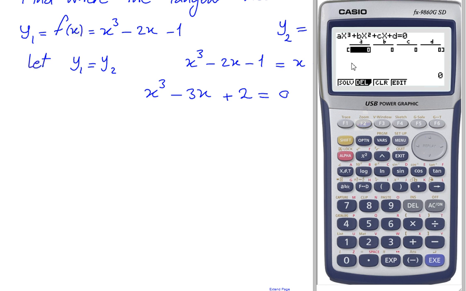the coefficients. So a here is the coefficient of x cubed, which is 1. The coefficient of x squared is 0. We don't have an x squared here in the equation, so it's 0. The coefficient of x is negative 3, and the constant term is 2. Then enter. So I get two roots. Either x equals 1, and that times 2 here means it's a repeated root, so x equals 1 repeated, or x equals negative 2.